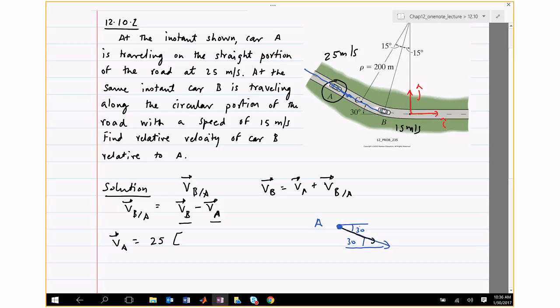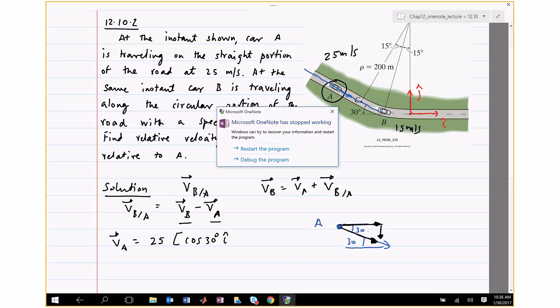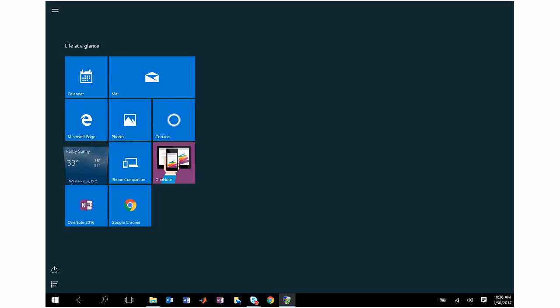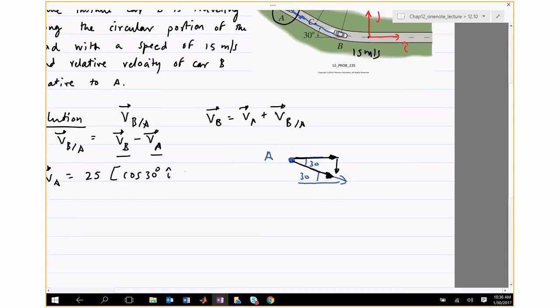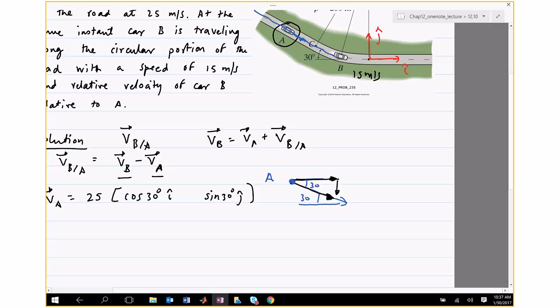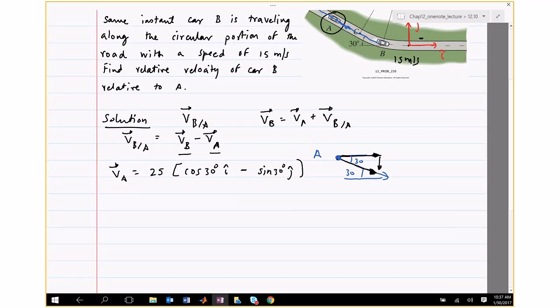You need to resolve this vector in the x direction and also in the y direction. So the x direction is simply cosine 30 degrees i, and the y direction is sine 30 degrees j. However, the j component is in the negative direction, right? We assume j upwards is positive, but this is negative. So that is the velocity of A.